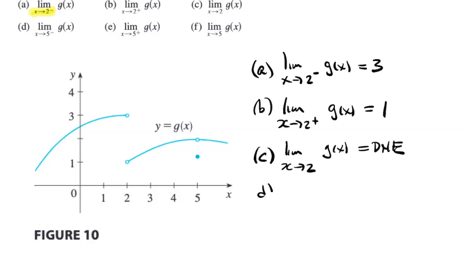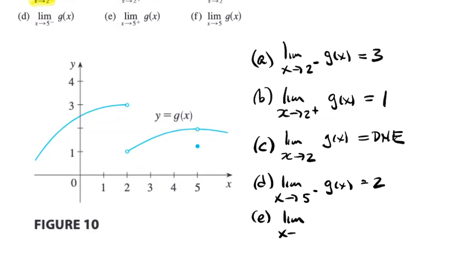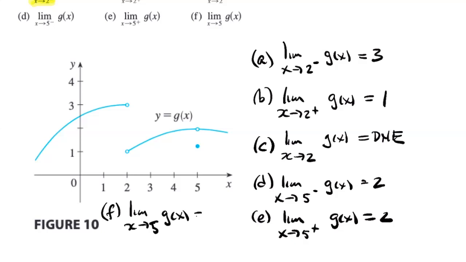How about part D? What's the limit as x goes to 5 from the left of this function? So this time you have to bring your attention over here. Approach 5 from the left. Y values on the curve are getting close to the number 2. That's the same as the limit as x approaches 5 from the right. And because those left and right-hand limits are both equal, I'm going to squeeze in part F over here. The limit as x goes to 5 of g of x is also 2.